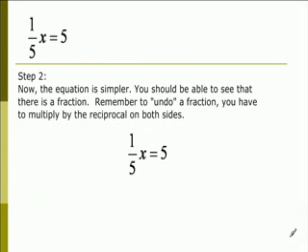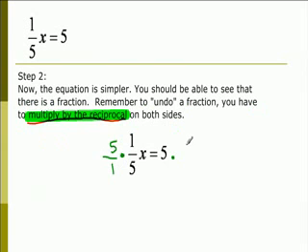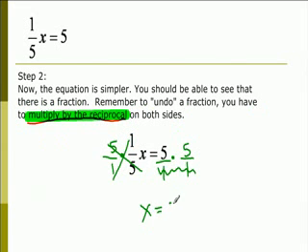See, now that our equation is simpler, this looks familiar. To get rid of our fraction here, remember you need to multiply by the reciprocal on both sides. So remember, when we're dealing with these fractions, we do need to multiply by the reciprocal to get rid of a fraction. So that is what we are going to do. So we're going to multiply this by 5 over 1. Remember, because both of them are over 1, you can get rid of that. That's okay. So these cancel out. We're left with x equals 25.